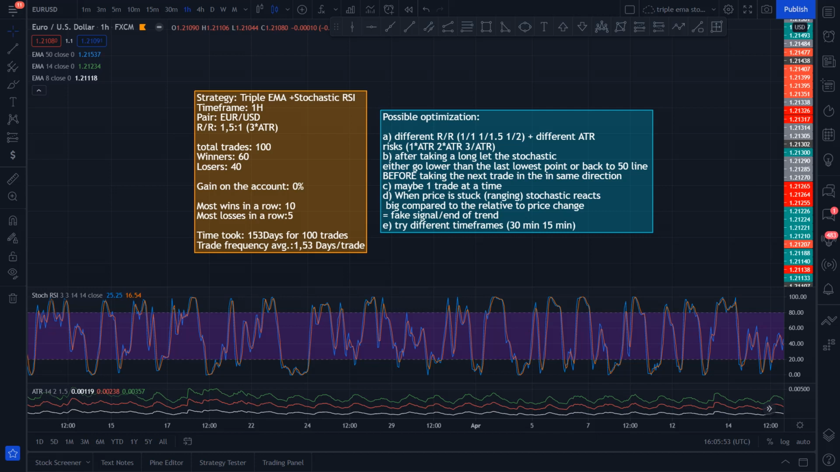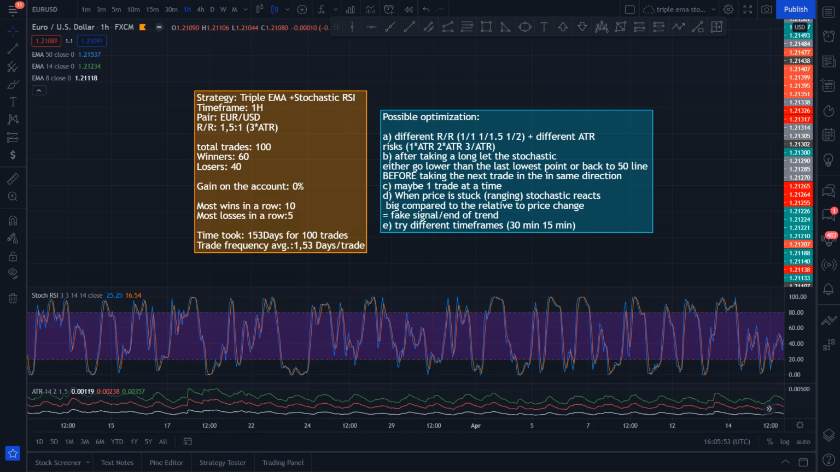And the last one, try it on different time frames. I was thinking about the 15-minute and the 30-minute, but I didn't do it this time. If you want to see it, just drop a comment down below and I will be testing it out later on. And now let's get into the optimizations.